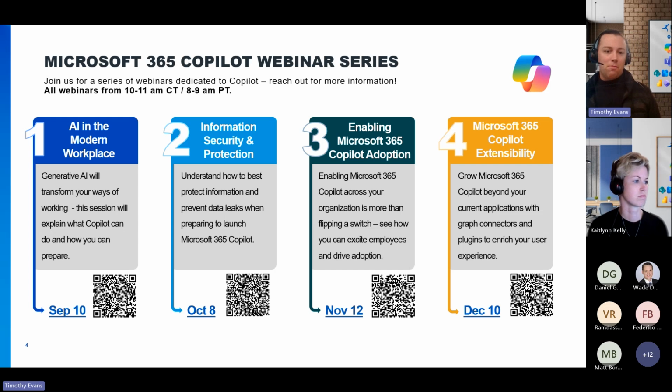We then brought in some Valorum security experts to talk about information and security protection when it comes to Copilot or generative AI. This one's all focused on enabling Microsoft 365 Copilot adoption. And then we have one coming up in the middle or early part of December, which is Microsoft 365 Copilot extensibility. In that webinar, we're going to think about how you can use Microsoft 365 Copilot beyond your current applications, using graph connectors and things like plugins, to really use generative AI in everything you touch in your daily tech stack.